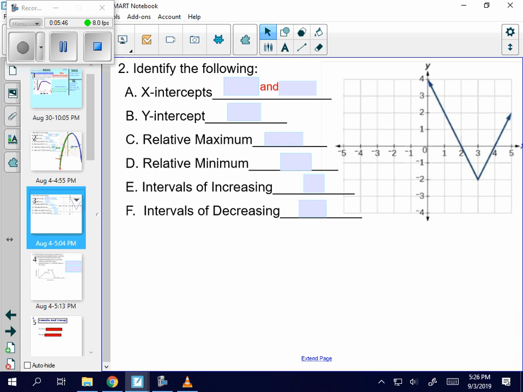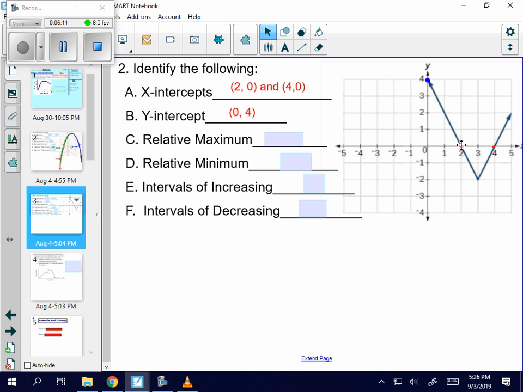All right, number 2, identify the same things but on this graph. The x-intercepts, hopefully you can see those just fine. We intercept the x-axis right there at 2 and 4, but as ordered pairs, they are (2, 0) and (4, 0). The y-intercept happening up here at 4, but I won't call it 4. That's the ordered pair (0, 4).